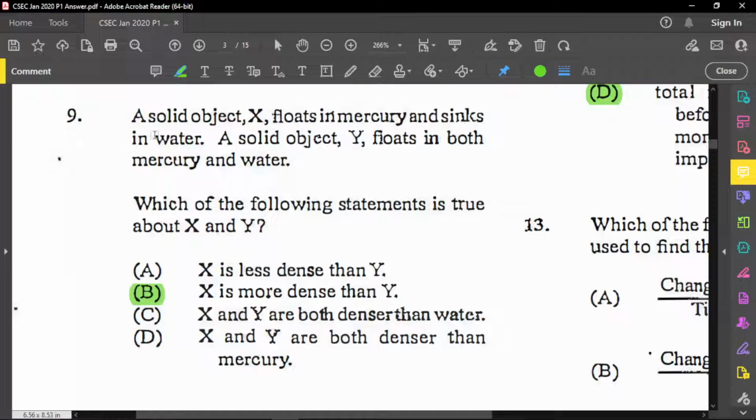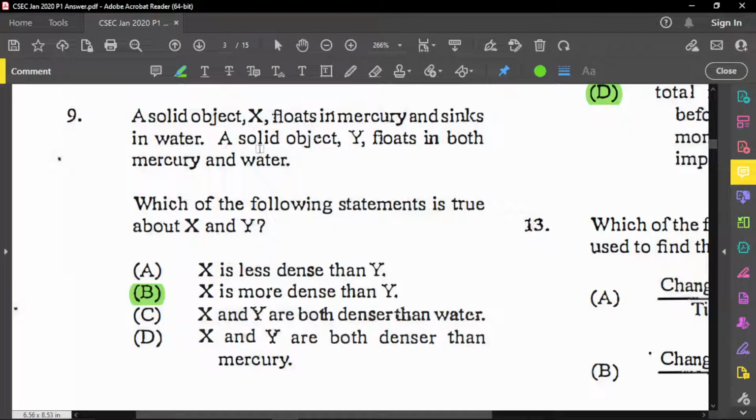For question number 9, a solid object X floats in mercury and sinks in water. A solid object Y floats in both mercury and water. Which of the following statements is true about X and Y? First we want to look at this: if X floats in mercury, it means it is less dense than mercury. However, it sinks in water. That means X is more dense than water.